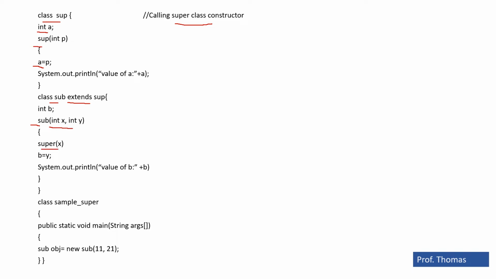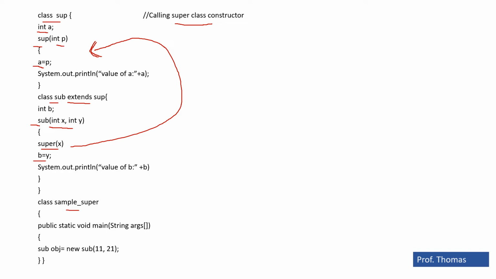Using the super keyword, super(x), it initializes the superclass constructor. It initializes the superclass variable through the constructor. The super(x) calls the superclass constructor, and we pass the variable x to it. It initializes the superclass variable a equal to p. Also, the subclass variable is initialized by b equal to y.